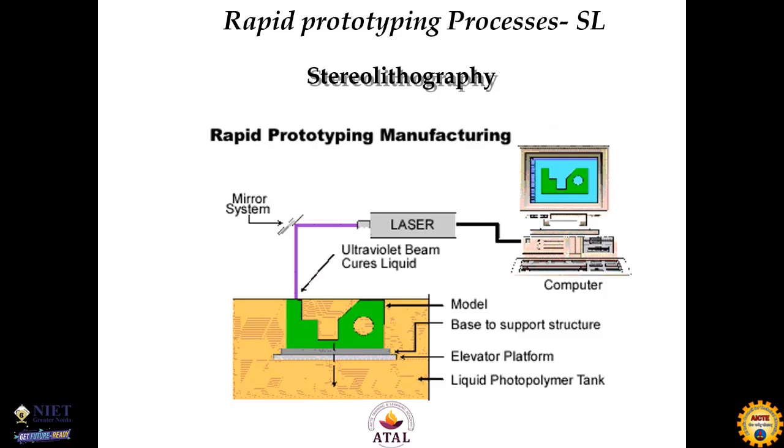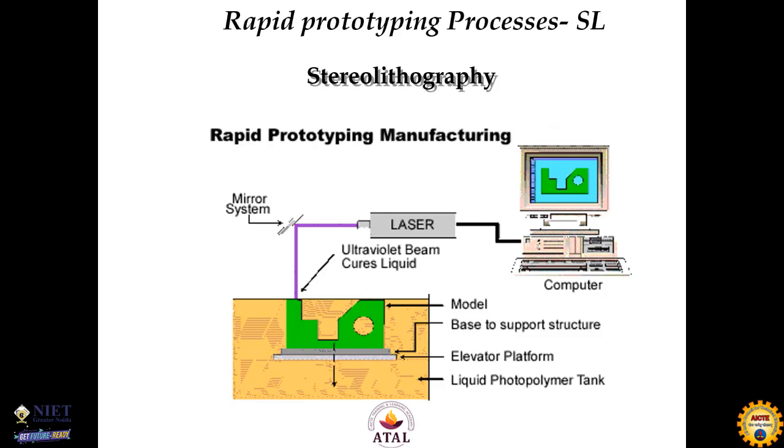Once the ultraviolet laser scans the photopolymer, it becomes solidified due to the photopolymerization process. Once the first layer is solidified, the elevator goes down by one layer thickness. The layer thickness depends on the accuracy and strength required for the part. It may be 0.1 mm, 0.2 mm, or 0.3 mm.